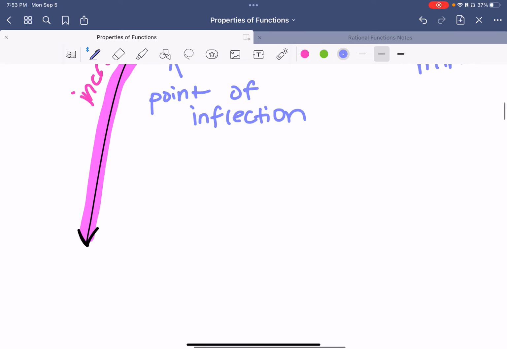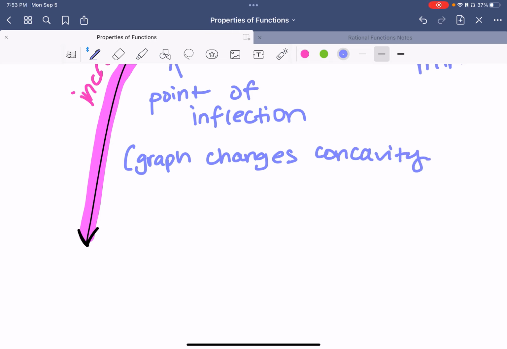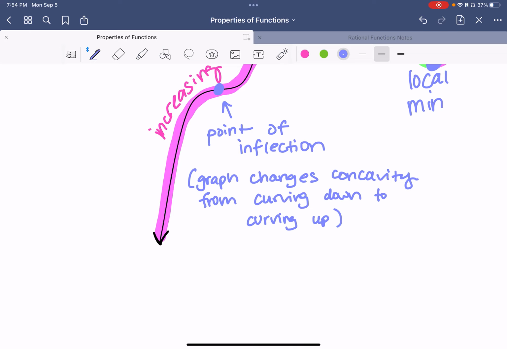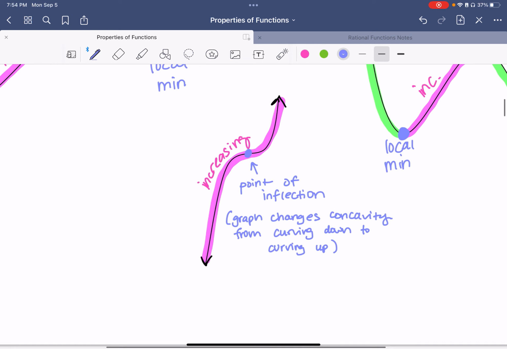Basically, a point of inflection is when the graph changes concavity, from curving down to curving up. Okay, the point of inflection is where the graph changes concavity from curving down to curving up. Now, what does that even mean? Okay, so it's basically about parabolas, the concavity of a parabola. So think of it like a smiley face versus a frowny face.